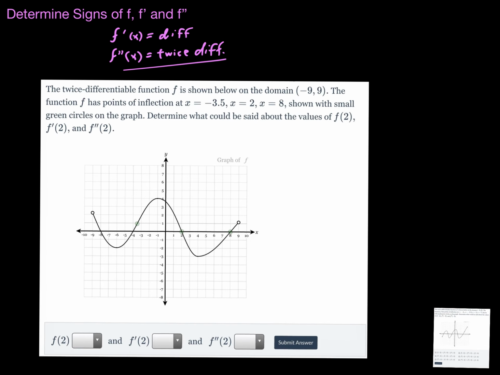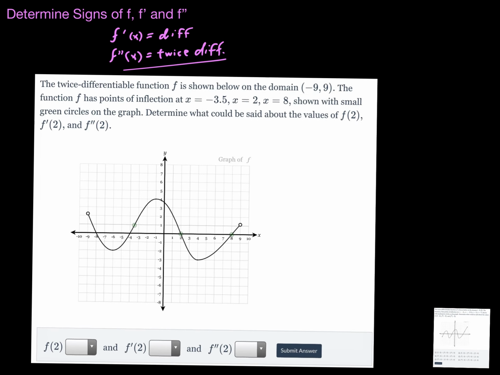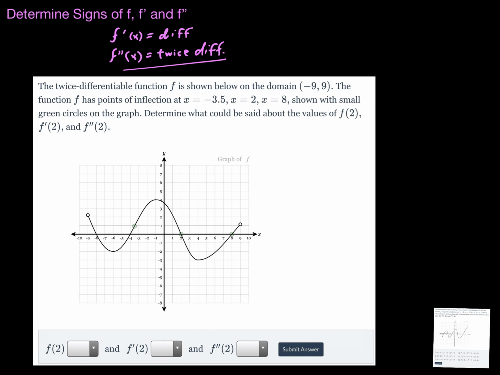Here we have a twice differentiable function, and the domain is -9 to 9, and it's telling us we have inflection points. We have 3 of them, okay? So there's one here in the green dot at -3.5, one at the green circle here at x equals 2, and then one at x equals 8. Those are points of inflection. Before I even continue with the problem, if those are points of inflection, you know it's going from concave up to concave down.